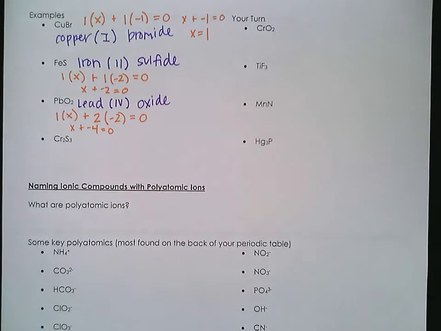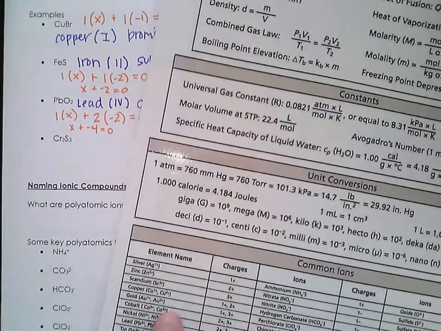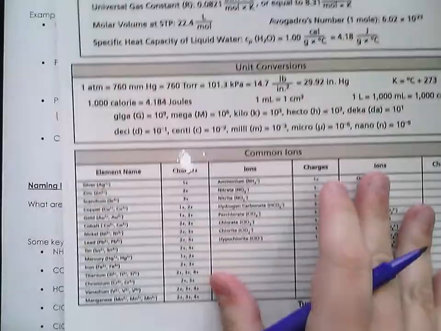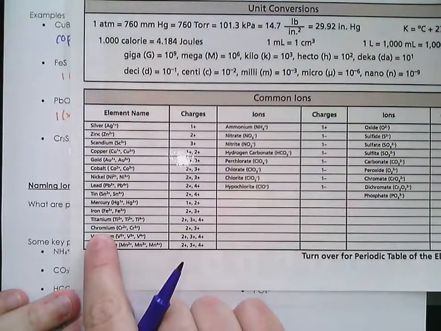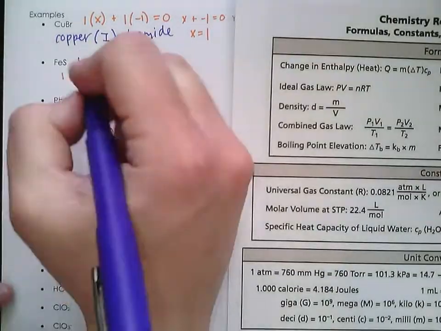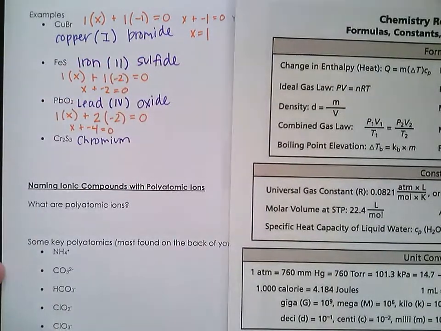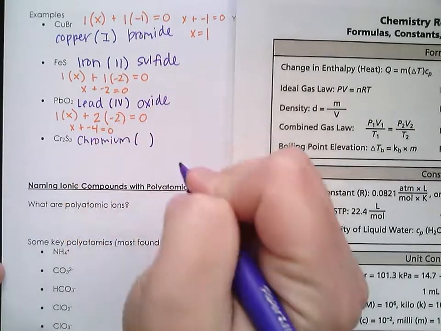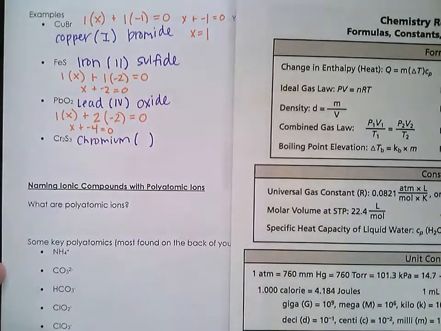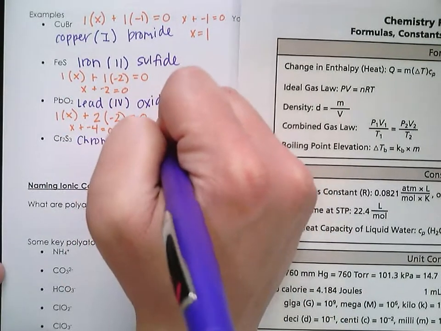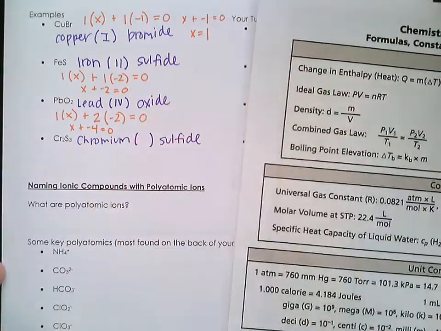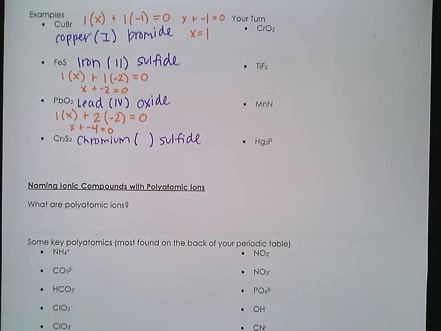And let's check out this last example before you move on and try some on your own. So Cr, I can look at the back of my periodic table again. Well, there we go. So that's chromium. Chromium has more than 1 charge, so I'm going to need my Roman numerals. And then that S, that sulfur, is going to become sulfide. And now I need to calculate my charge here.